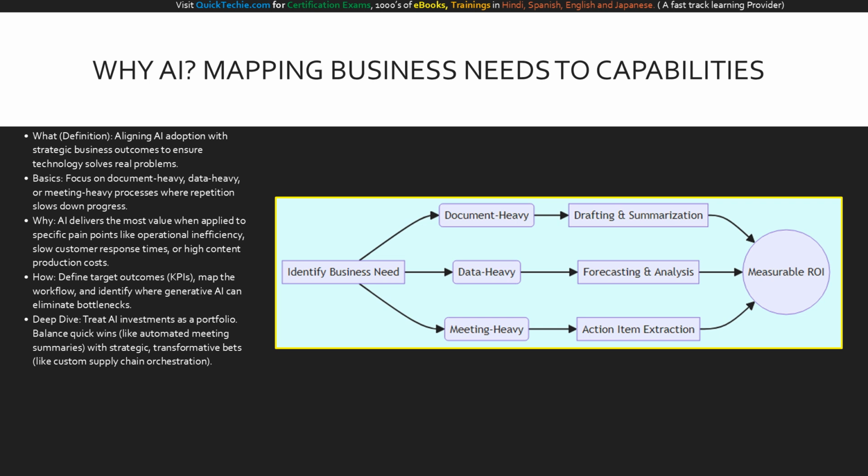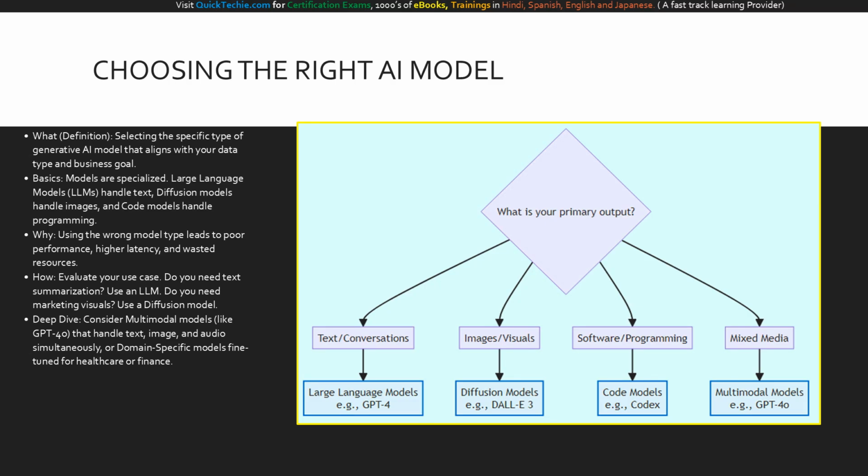Notice how all three of these distinct capabilities converge on the right side at measurable ROI. This diagram illustrates that you shouldn't adopt AI just for the sake of having AI. You identify the friction point, apply the specific generative capability that relieves that friction, and drive directly toward a quantifiable business result. Once you know your business need, how do you choose the right AI model?